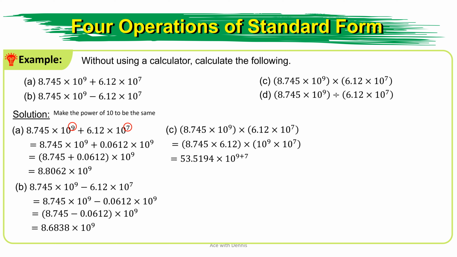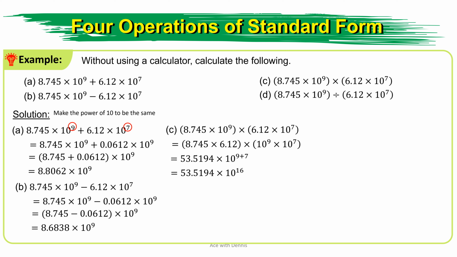For 8.745 times 6.12, we get 53.5194, and for the multiplication of 10, since they have the same base, we can add the power. So it is times 10 to the power of 9 plus 7. And the answer is 53.5194 times 10 to the power of 16.